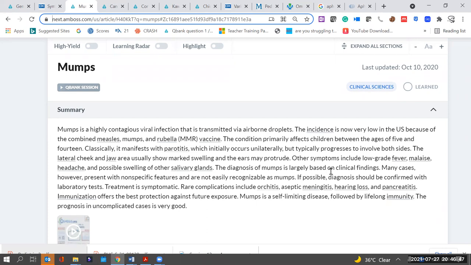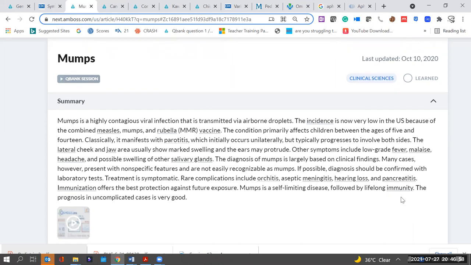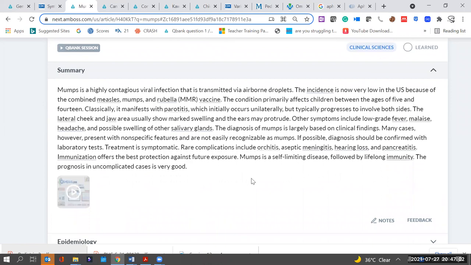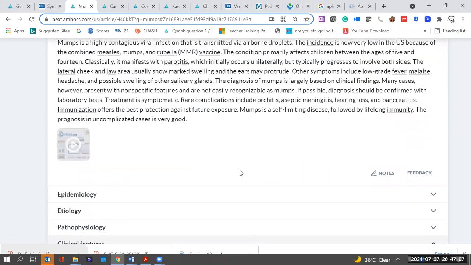The diagnosis of mumps is largely based on clinical findings. When you see this parotid gland swelling over the lateral cheek, think about mumps. Many cases, however, present with non-specific features and are not easily recognizable as mumps. If possible, diagnosis should be confirmed with a lab test. So we will see what the lab tests are. In complications, we will see orchitis, meningitis, pancreatitis. Hearing loss can also be there.